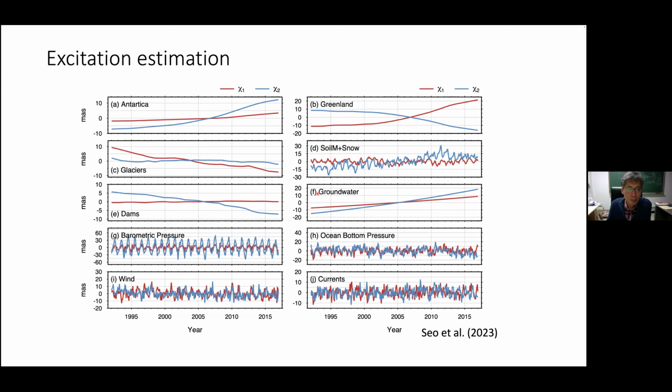And because polar motion is also affected by barometric pressure, ocean bottom pressure, wind, and current, I need to additionally consider 4 different polar motion excitations. So now we have 10 different kinds of polar motion excitation. And then I'm going to sum some of these to compare with the polar motion excitation observation.